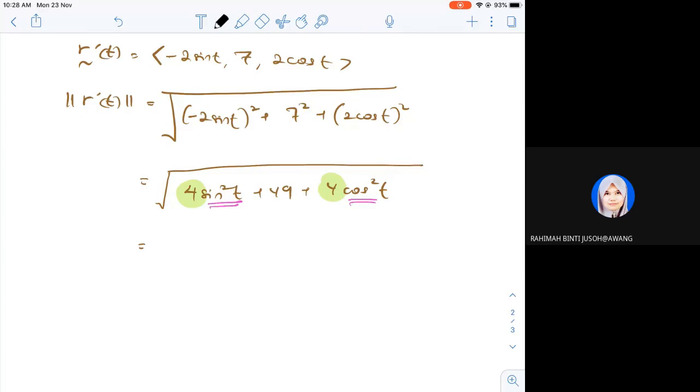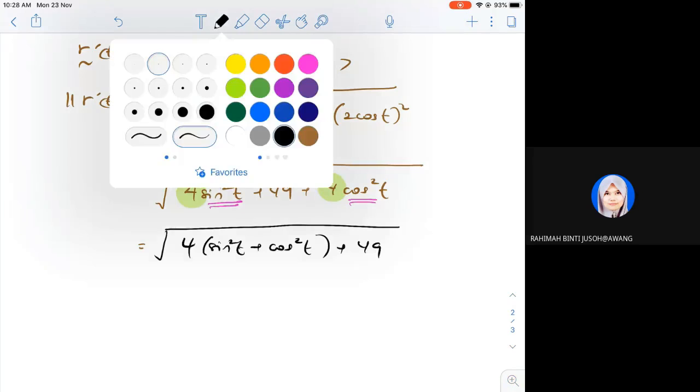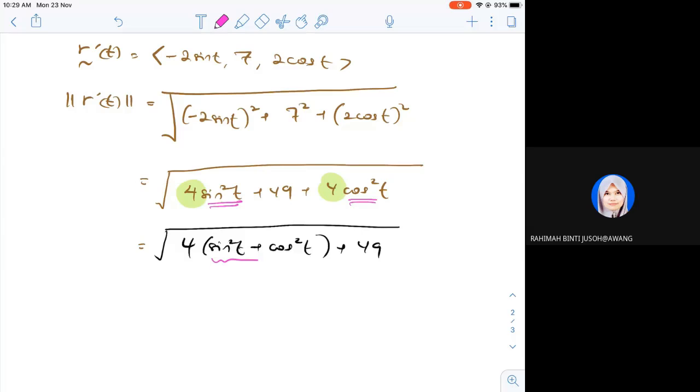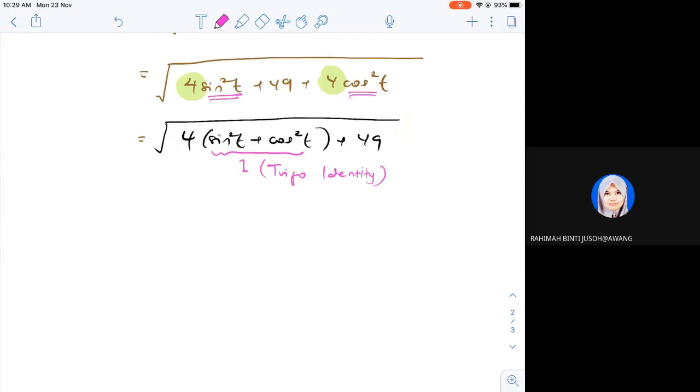What you can do now is factorize the 4. So we will have 4 times sin squared t plus cos squared t, close the bracket, plus 49. Right now this is equivalent to 1, as we learned in chapter 1. This is the trigonometric identity. So it is equivalent to 1.